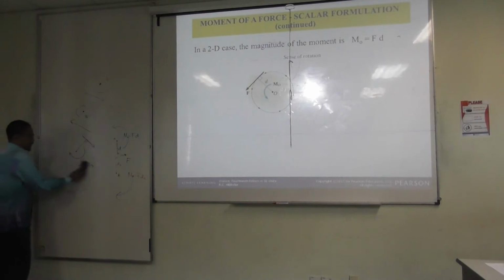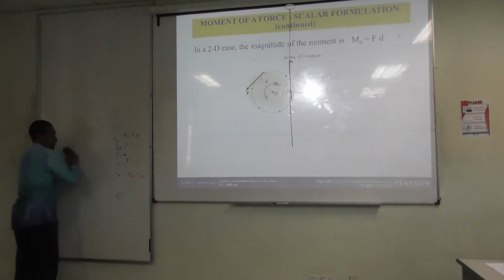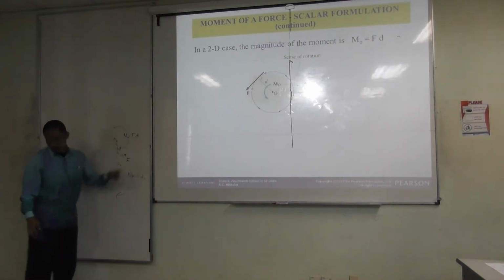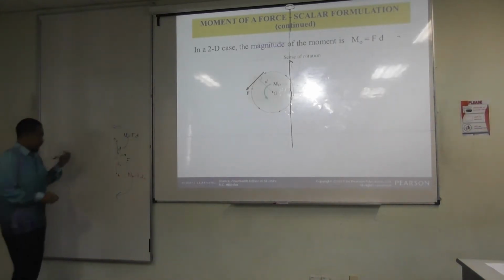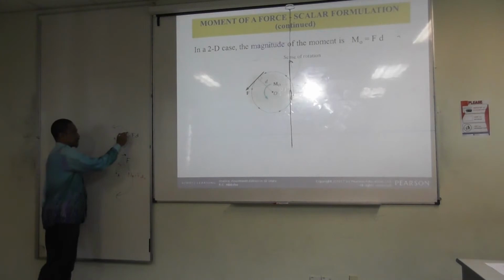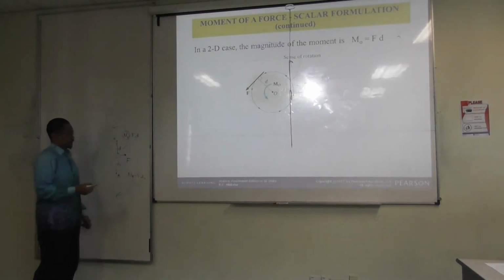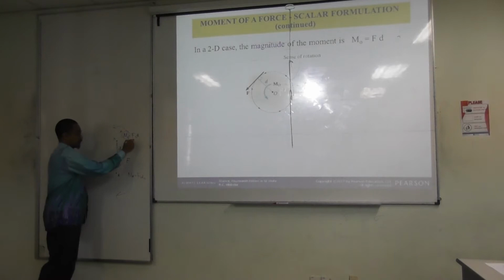Alright, so with this equation M equals F times d, you should be able to also detect that, as we have said, this moment represents the tendency for rotation. The higher the value, the higher the tendency for rotation. So there's two ways to increase M, right? Either you increase F or you increase d, right?